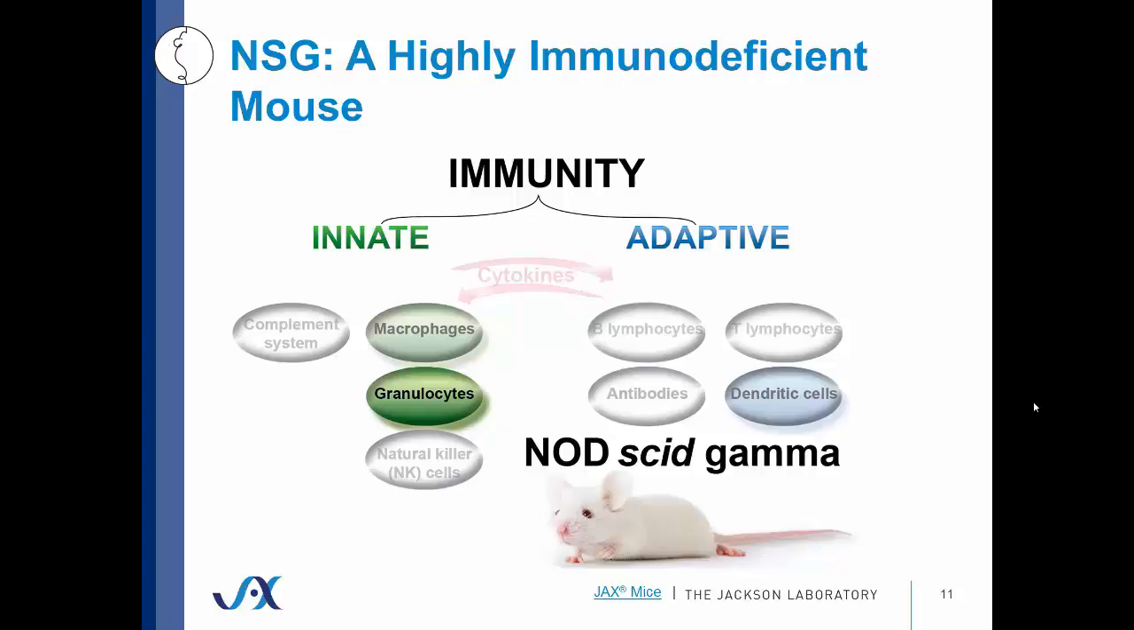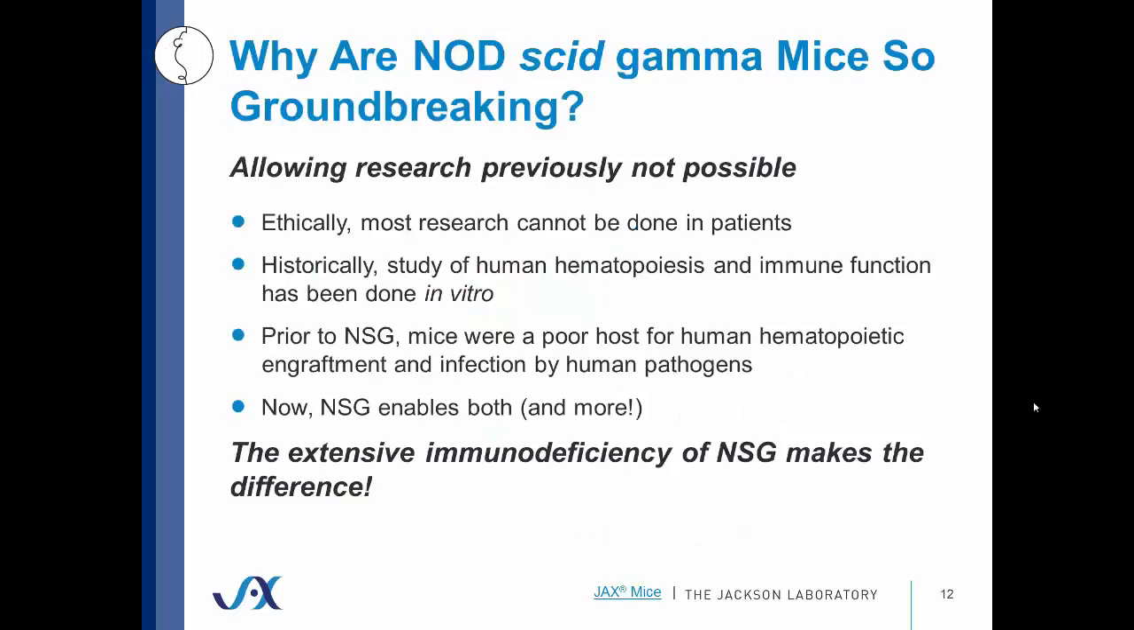Okay, so why are NOD-SCID gamma mice so groundbreaking? Well, fundamentally because this is allowing research that was previously not possible. If you wanted to study hematopoiesis, you largely had to do it in liquid tissue culture setup, and obviously ethically most research in this manner cannot be done in patients.